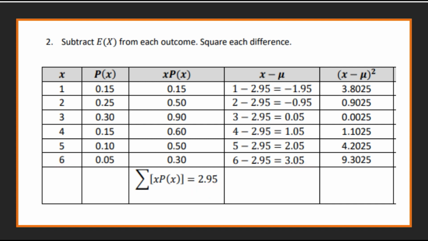Then, let's add again another column, which is our quantity x minus mu squared, meaning we are going to square these values. Okay, so the square of negative 1.95 is 3.8025. Square of negative 0.95 is 0.9025. The square of 0.05 is 0.0025. The square of 1.05 is 1.1025. The square of 2.05 is 4.2025. The square of 3.05 is 9.3025.